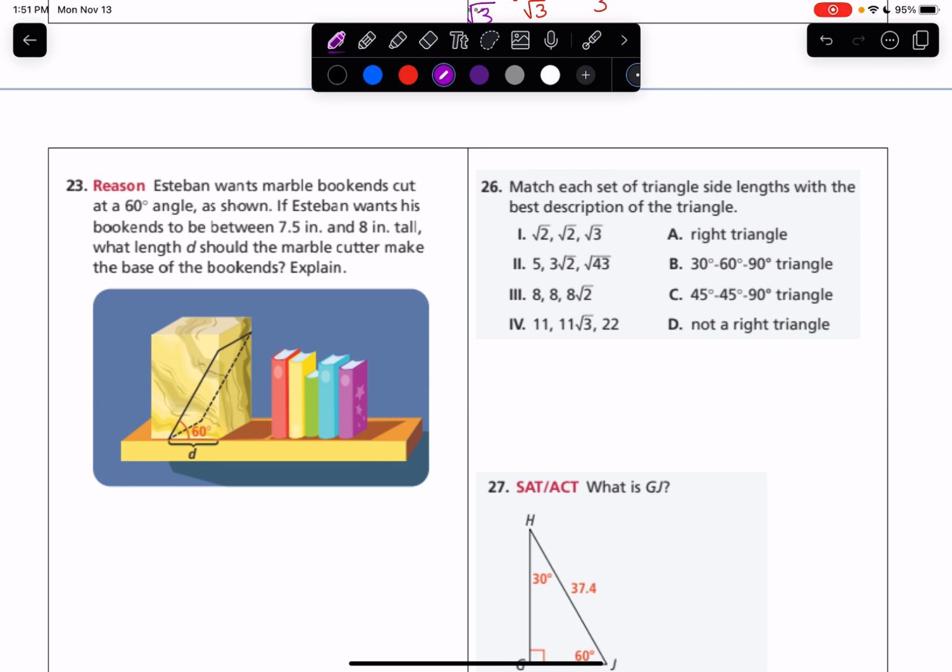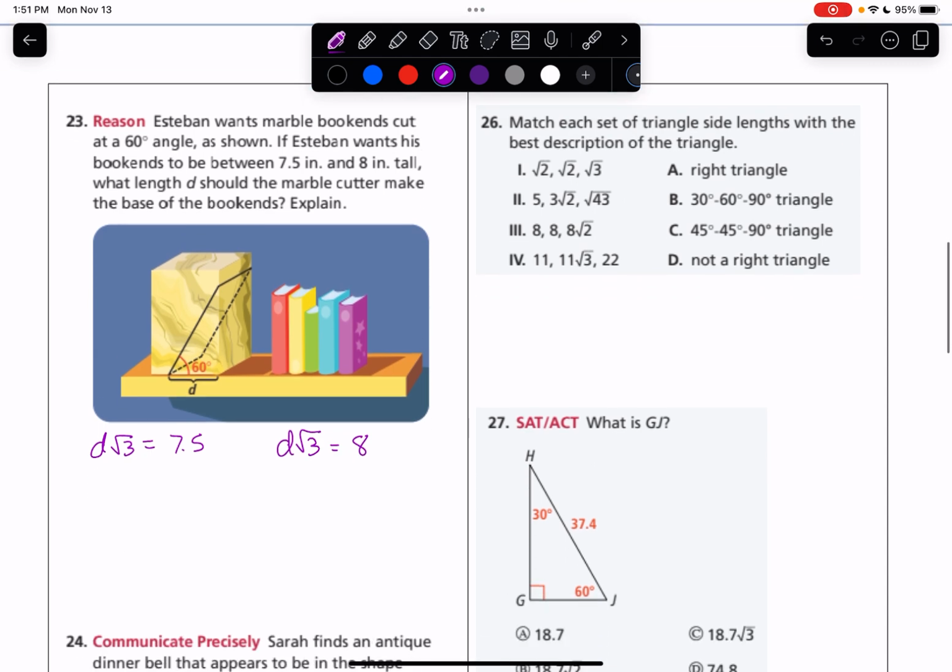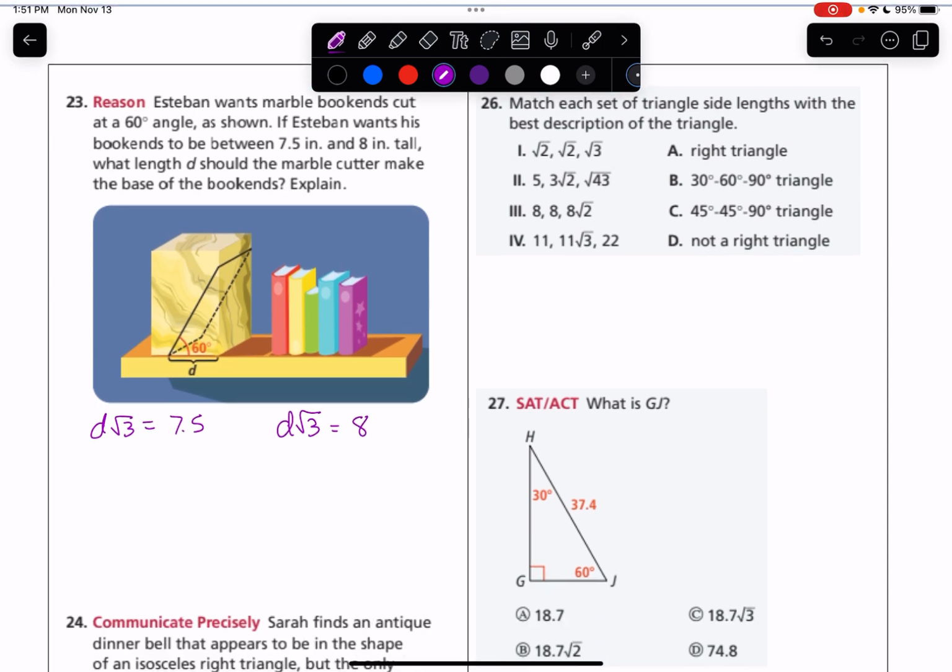In this case, they use D instead of x. Either D root 3 equals 7.5 up to D root 3 equals 8. Those are our ranges. That height needs to be between 7.5 and 8. So all we need to do is solve and figure out what the D value needs to be. So for these, we're going to divide them by the square root of 3. And when we get that, we can use a decimal approximation if we wanted to, because there's already decimals in this problem. And we would find that D is approximately 4.33.